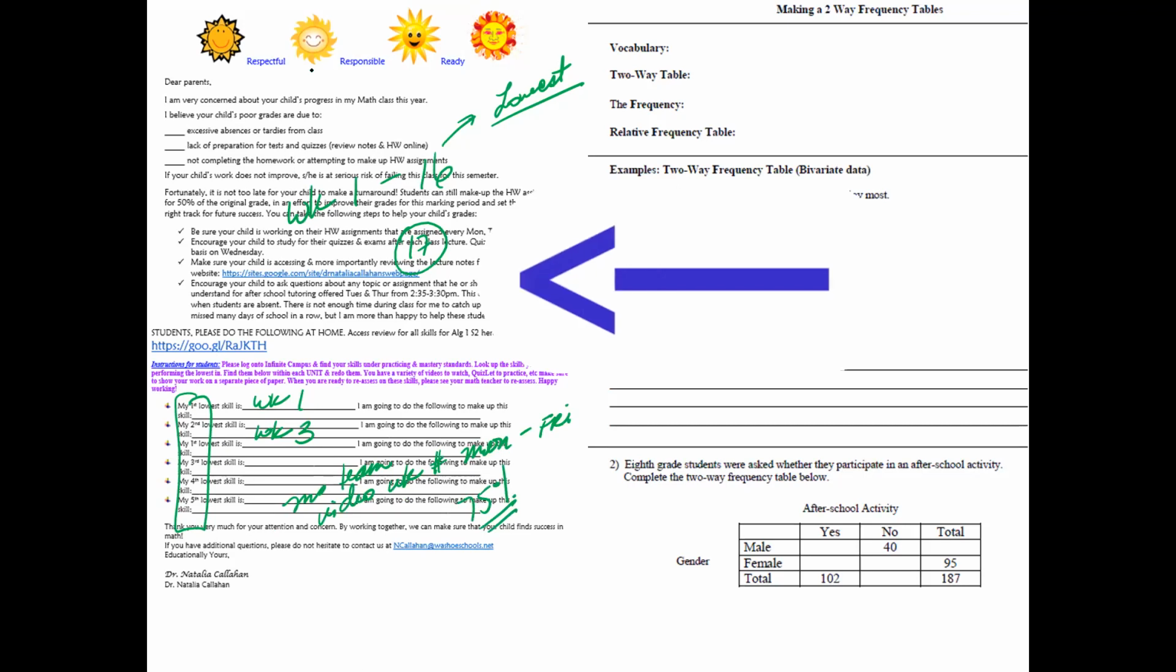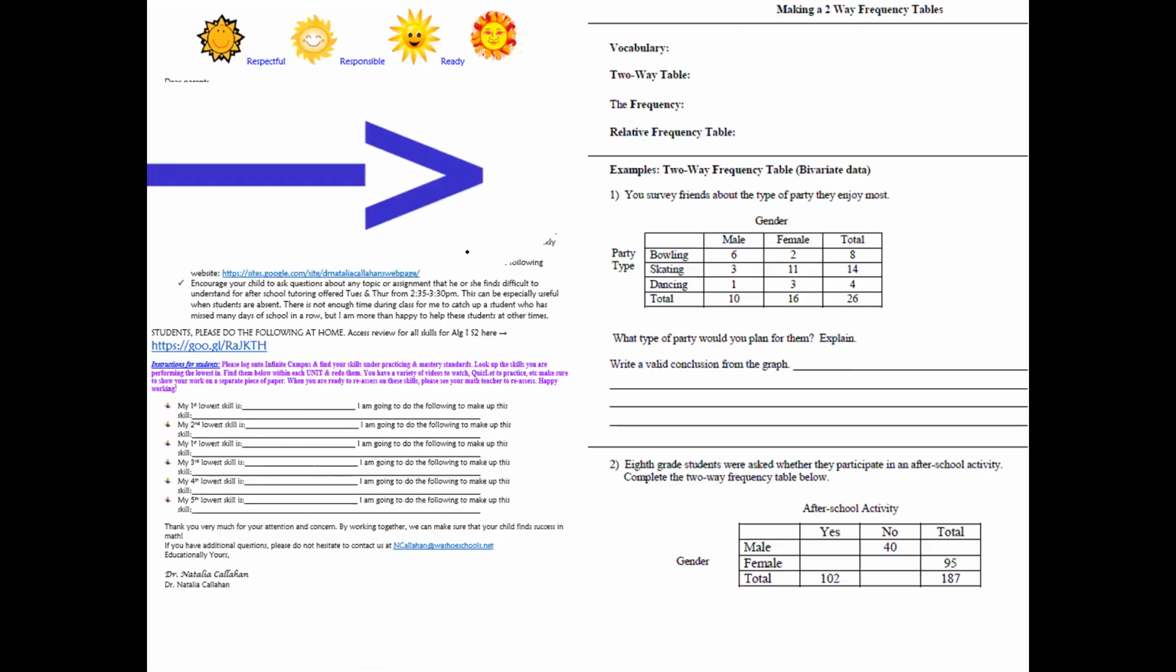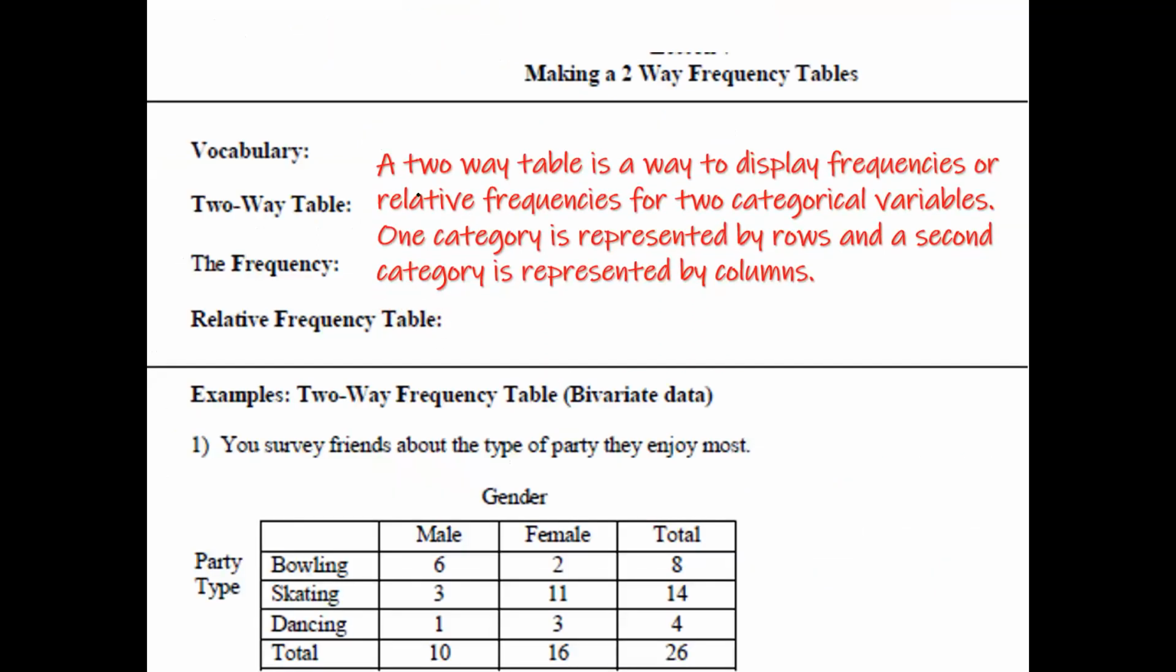All right, so with that said, we're going to go ahead and get started with today's stuff, which is right here. We're going to talk about a two-way frequency table, which is a way of displaying data frequencies or relative frequencies for 2 categorical variables. So if you think about it, the 2 different categorical variables could be gender, so male and female, and party type, different types of things they could do for parties, like bowling, skating, dancing.